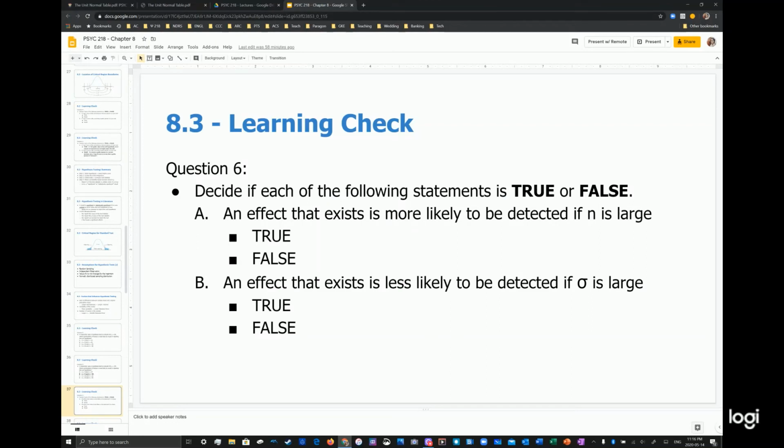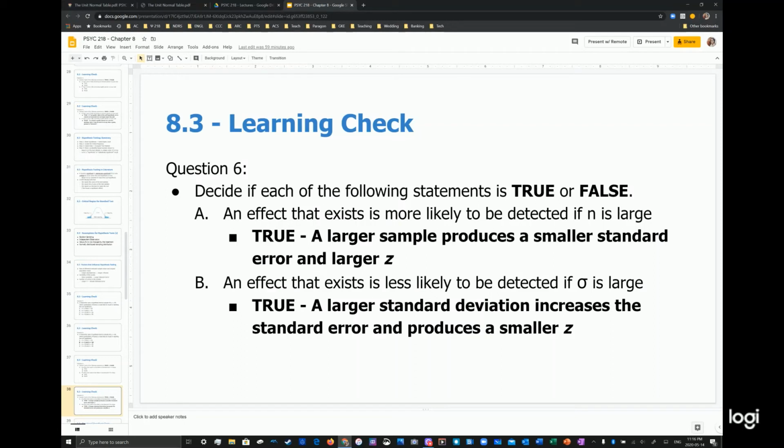Next learning check question. Again, true, false, 2 parts. 1. An effect that exists is more likely to be detected if n is large. True or false? Second, an effect that exists is less likely to be detected if sigma, that is population standard deviation, is large. Again, think about this as well in terms of standard error, because we're looking at n, and population standard deviation, because we're looking at sigma, and how those influence our hypothesis testing.